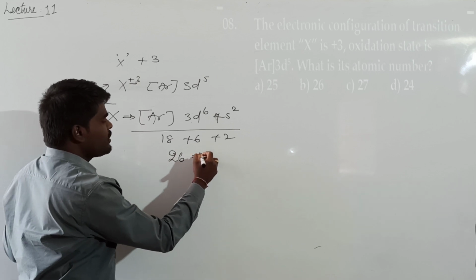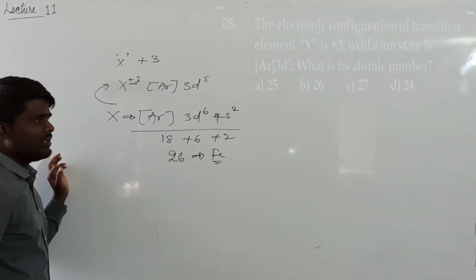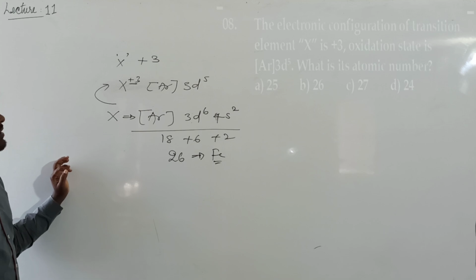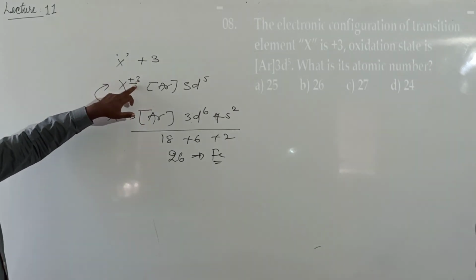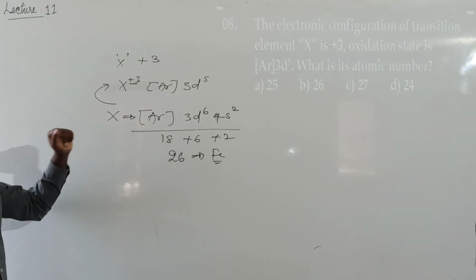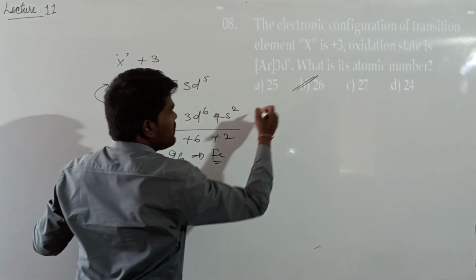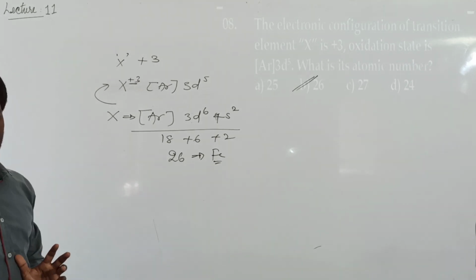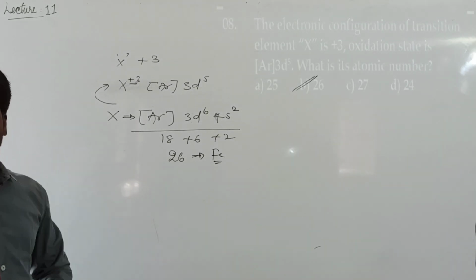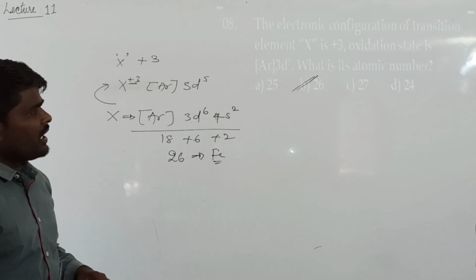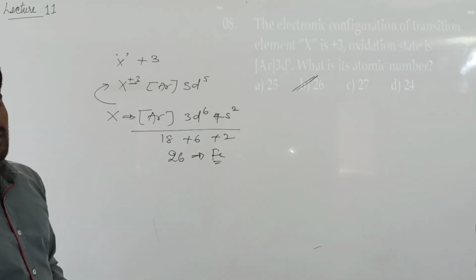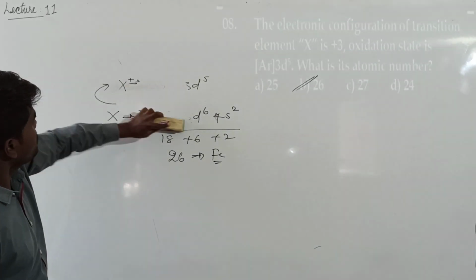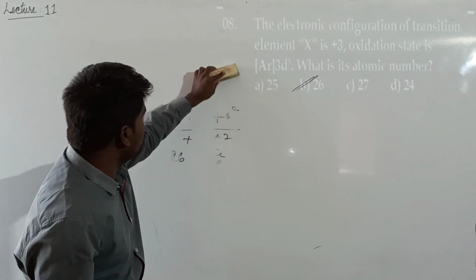Which is the element that has atomic number 26? Iron. Are you getting this? He has given the electronic configuration of X+3 and is asking you to identify the atomic number of X. So your answer will be B, that is, the atomic number of X will be 26. Hope this is clear, and I hope you understand how to determine the atomic number of X based on the oxidation state. If it is clear, we will move to the next question.